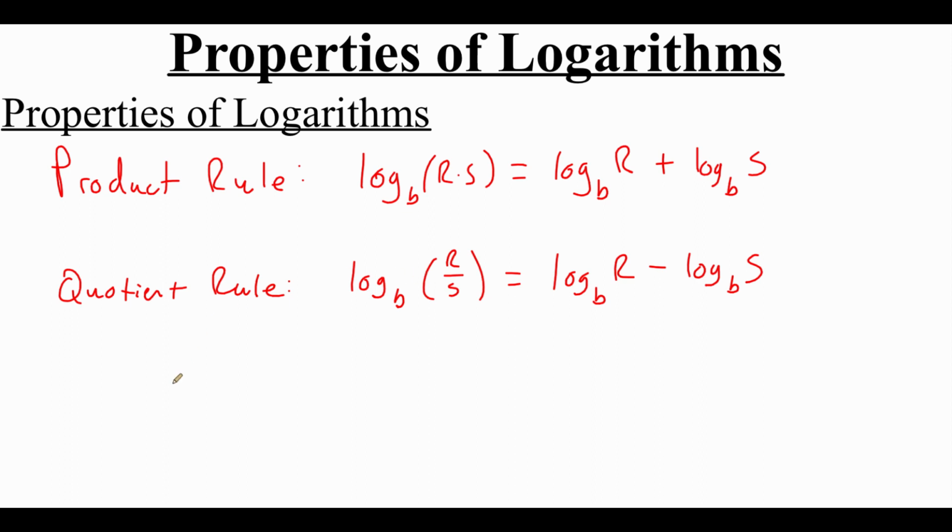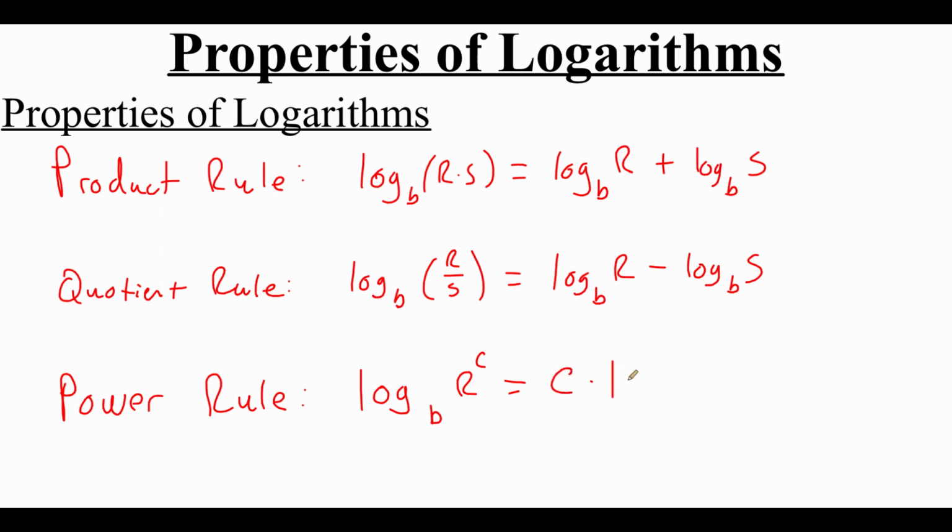And then the last rule that we're going to look at is the power rule. The way the power rule works, if we've got log base b of some r value being raised to a power, then the power rule lets me take that exponent and drop it down in front of my logarithm. So this would be c times the log base b of r.